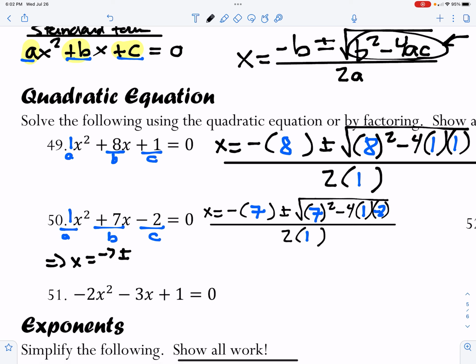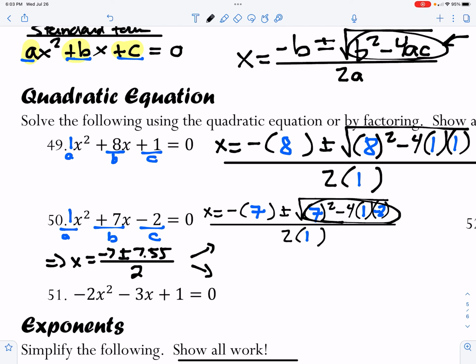okay, now if we evaluate the discriminant here, we get 7 squared is 49, negative 4 times 1 times negative 2 is positive 8. So 49 plus 8 is 57. Take the square root of 57 and we get 7.55. Okay, so we're evaluating negative 7 plus or minus 7.55 over 2. Okay, you're going to have 2 possible answers. One is involving the plus, the other is involving the minus.